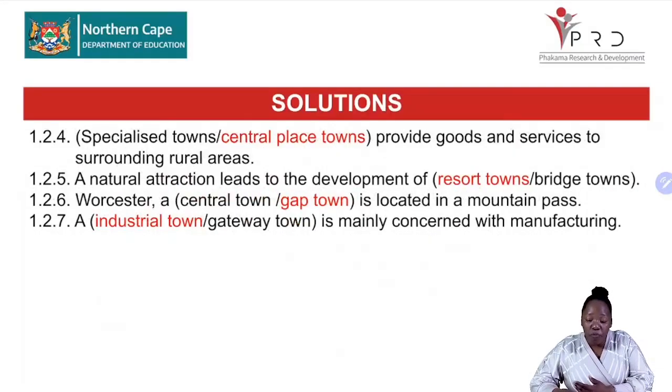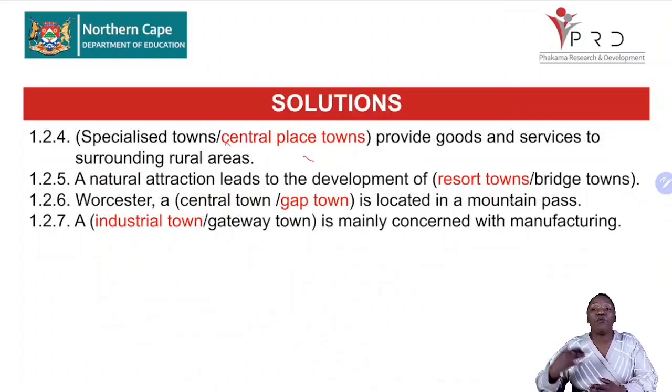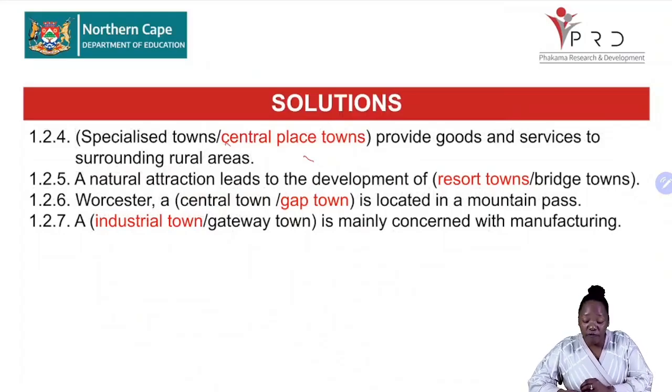Then your 1.2.4, a specialized town or the central place town provides goods and services to the surrounding rural areas. You will remember this is the definition of a central place because they provide goods and services to the surrounding rural areas. Again, in the rural areas, remember, there are not many goods and services. Therefore, they rely on the central place. Then 1.2.5, a natural attraction.